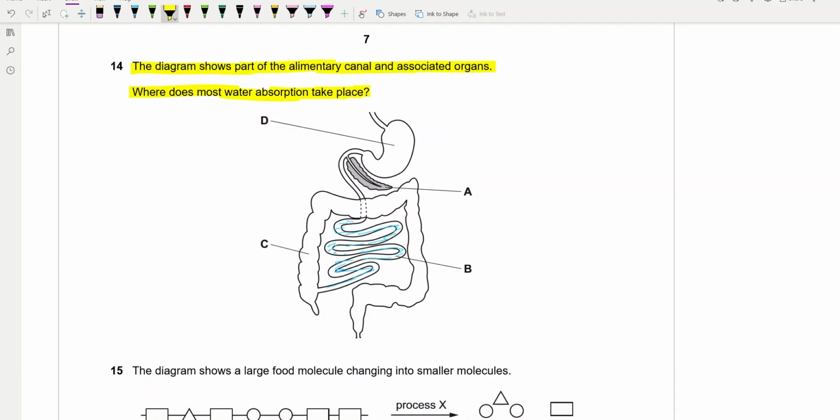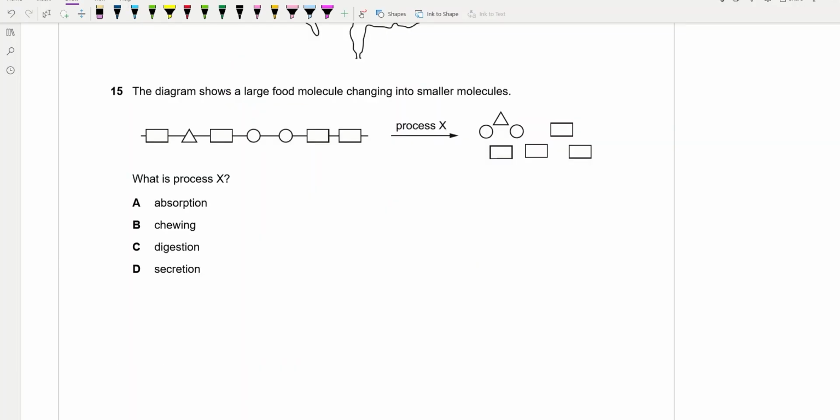So the answer would be option B. Question number 15. The diagram shows large food molecule changing into smaller molecules. What is process X called? Breaking of larger molecules into smaller ones is called digestion. So the answer would be option C, digestion.